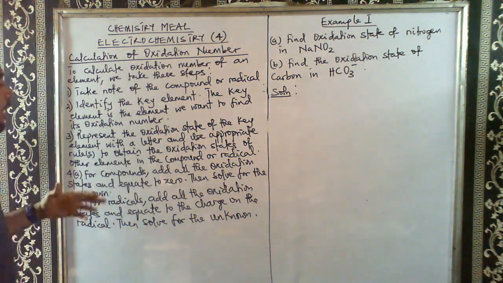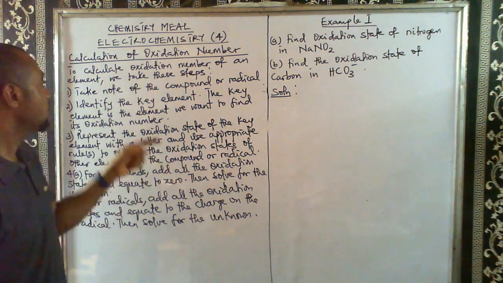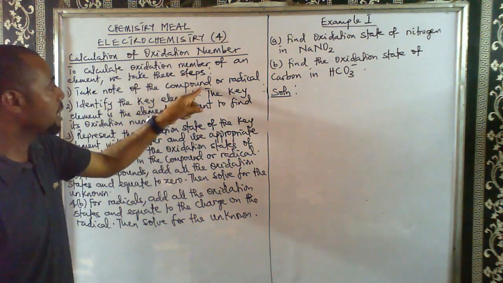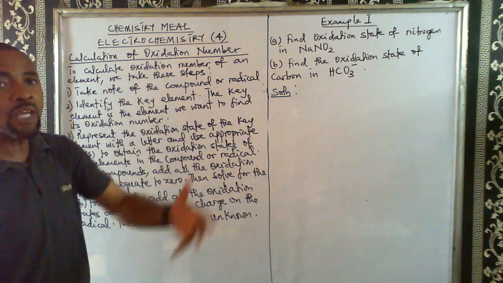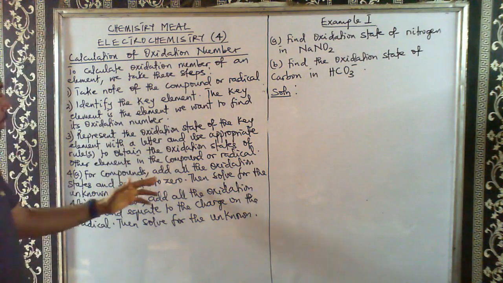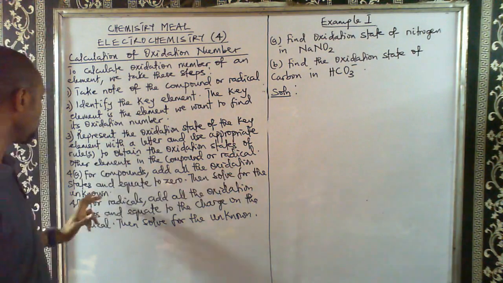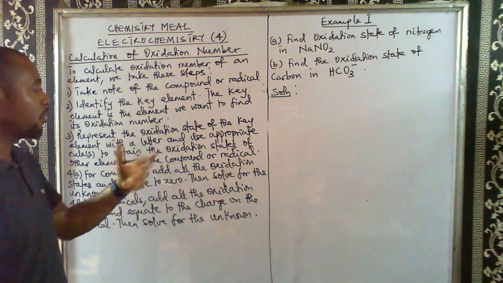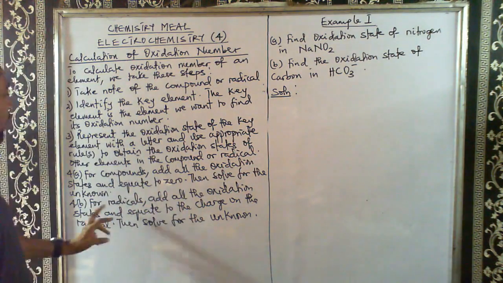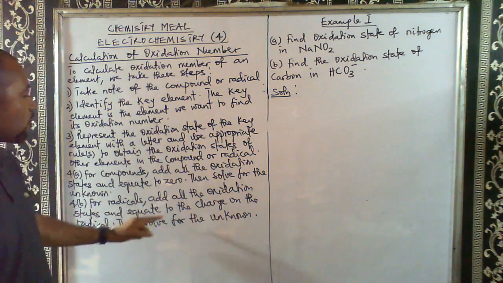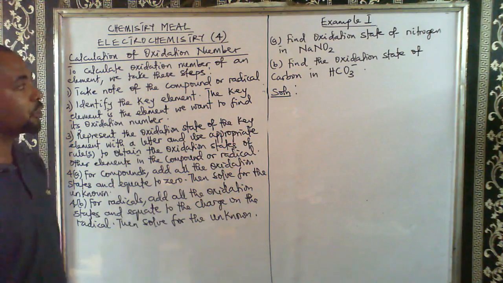Then step 4A, for compounds. Remember, we need to take note whether what was given to you is a compound or a radical. For compounds, add all the oxidation states and equate to 0. Then solve for the unknown. The unknown is the letter representing the oxidation state of the key element. But for radicals, add all the oxidation states and equate to the charge on the radical. Then solve for the unknown.